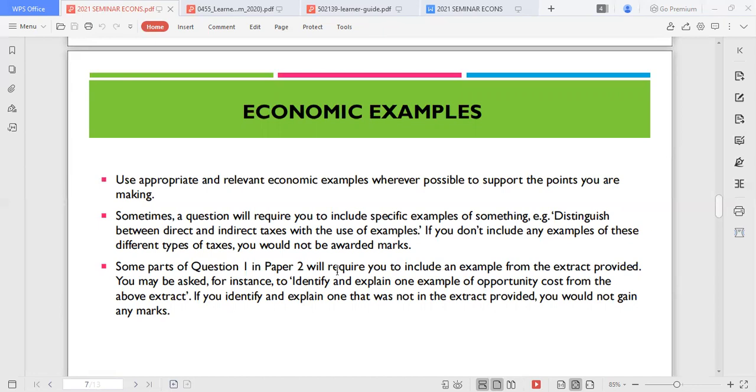Some parts of questions in paper 2 will require you to include an example from the extract. So you may be asked, for instance, to identify and explain one example of opportunity cost from the case study. If you identify and explain one that was not in the extract provided, you are not going to gain the marks. Very important. If the question asks you to pick the example from the case study, you have to pick it up from the case study. Don't go and give something from your external. All right, the examiner has no time to entertain your paper. So these are all very, very important tips in economics.